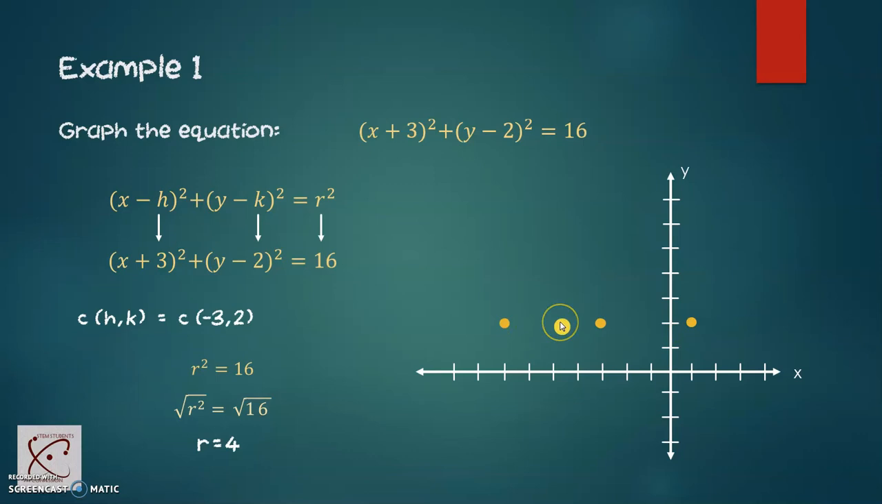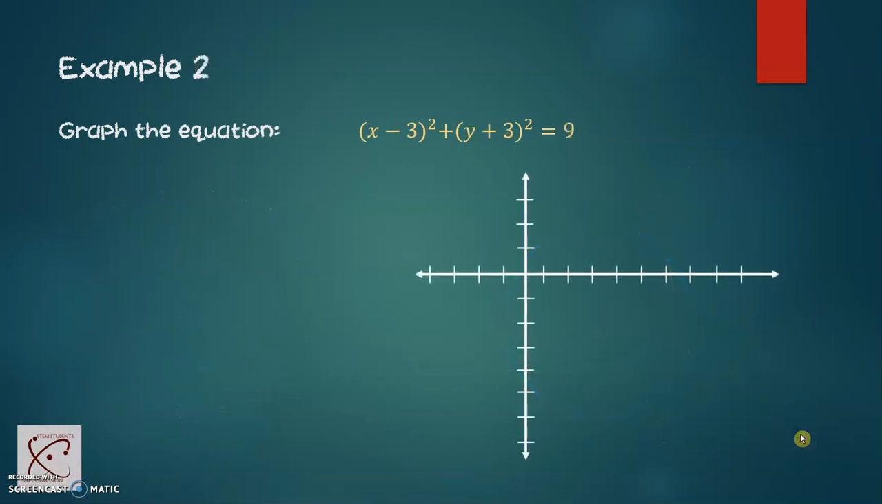And then, at the left naman, 4 units din. 1, 2, 3, 4. Then, sa taas, 1, 2, 3, 4. And then, sa baba, 1, 2, 3, 4. So, i-connect natin tong 4 na points na to and makabuo tayo ng circle. So, that's how you graph a circle.